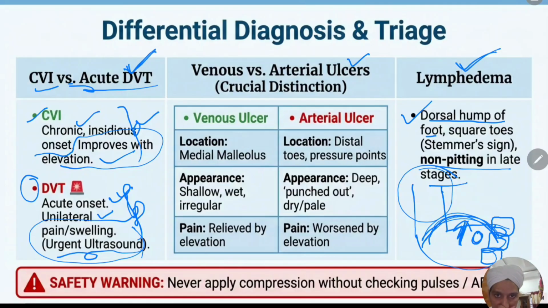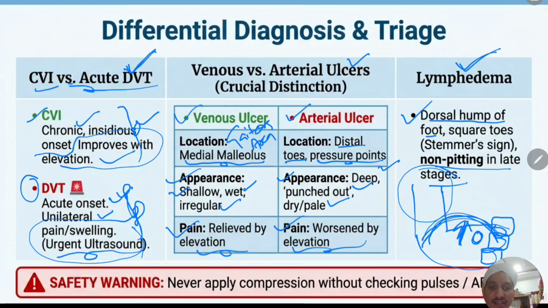Now if there is an ulcer, how do you differentiate venous ulcer from arterial ulcer? Venous ulcer will present at the medial malleolus, the gaiter area, it is called the gaiter area. Okay. Arterial ulcer will occur at distal toes and at pressure points. Remember this point. What is the appearance? Venous ulcer is a shallow, wet ulcer with irregular borders, whereas arterial ulcer will be deep, with punched-out borders, and it will be dry and pale. Pain in venous ulcer is relieved by elevation, whereas pain is worsened by elevation in arterial ulcer.